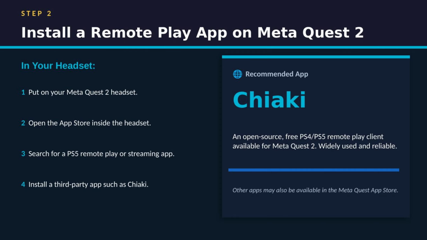Step 2. Install a streaming app on Meta Quest 2. Put on the Quest 2 headset and open the App Store. Search for a Remote Play or PS5 streaming application. Several third-party apps are available for this purpose. Shiaki is one commonly used option. Install the chosen app on the headset.